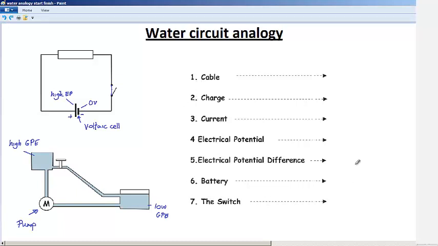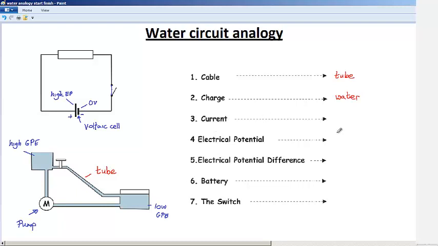So we can now complete this table of comparisons. For example, the cable which connects the components in an electric circuit is equivalent to the tube, or pipe, which connects the reservoirs and the motor in the water circuit. And the charge, that's the stuff that's flowing in the electrical circuit. So these are electrons, little particles called electrons, which are flowing around the metal conductor, while in the water circuit it's the water that's flowing, so the charge is equivalent to the water.